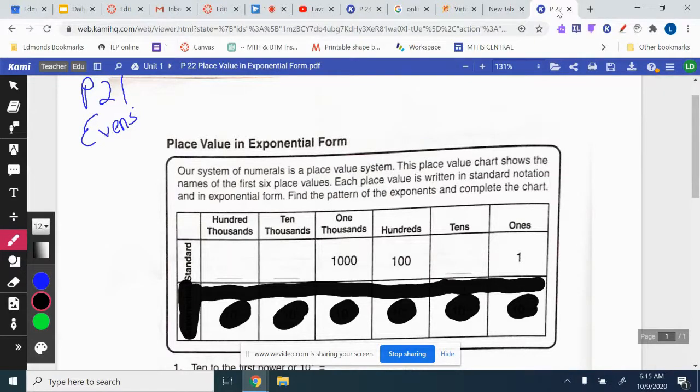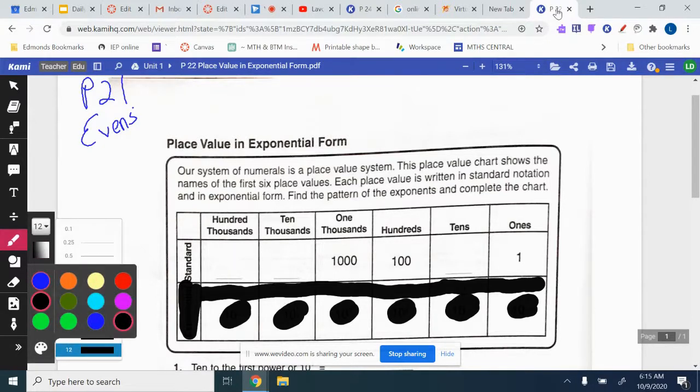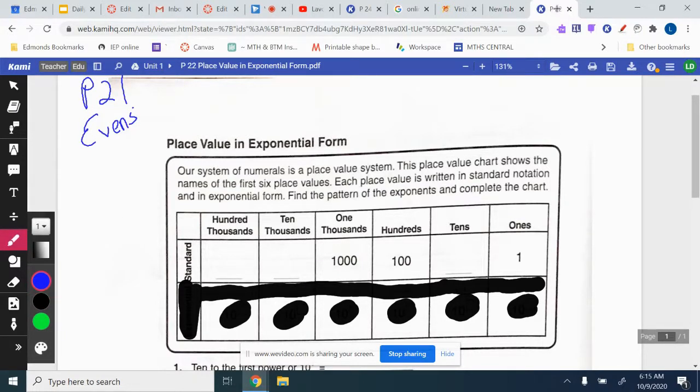On page 21, we're going to learn about place value and exponential form. But let's start with something you already know about place value. So we have the ones, tens, hundreds, thousands, 10,000s, and 100,000s. Now we're going to learn about bases and exponents. So let's start with this problem.